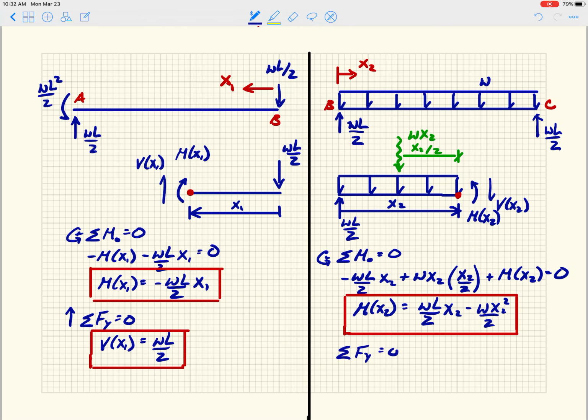Almost done here. So now we can sum forces in the y direction. And if you do that, you are going to get WL over 2 minus WX2. And I will box that in red. So these guys here are our moment and shear diagrams for the structure with the release, right?